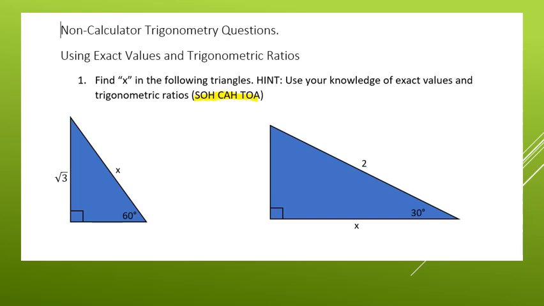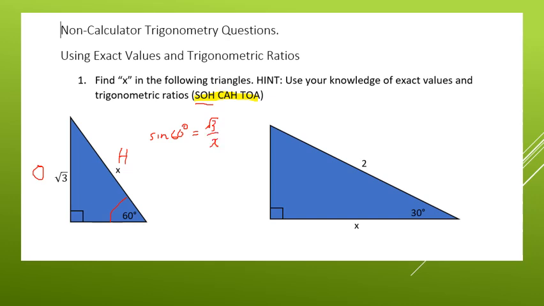So to use SOHCAHTOA, the first thing we need to do is to label our sides. So our marked angle here is 60 degrees, so this is the opposite, and x is the hypotenuse. So that tells me I use sine. So here I'd write sine of 60 degrees is equal to root 3 over x.